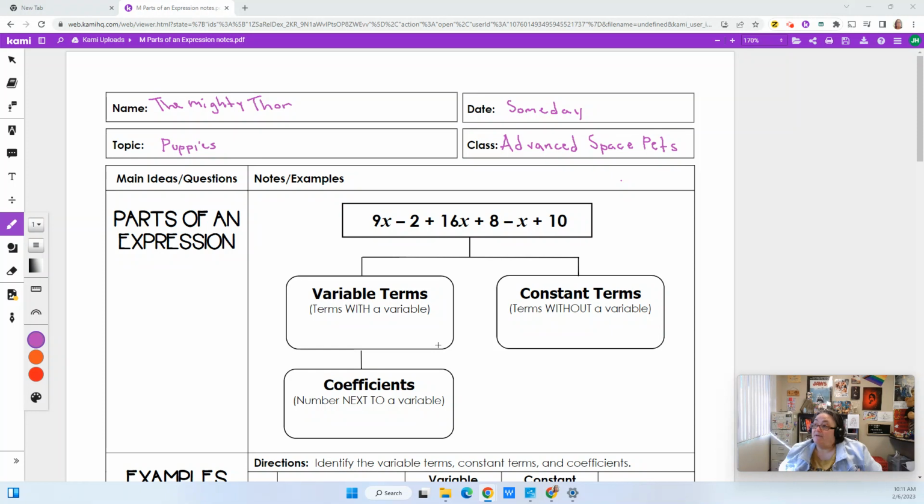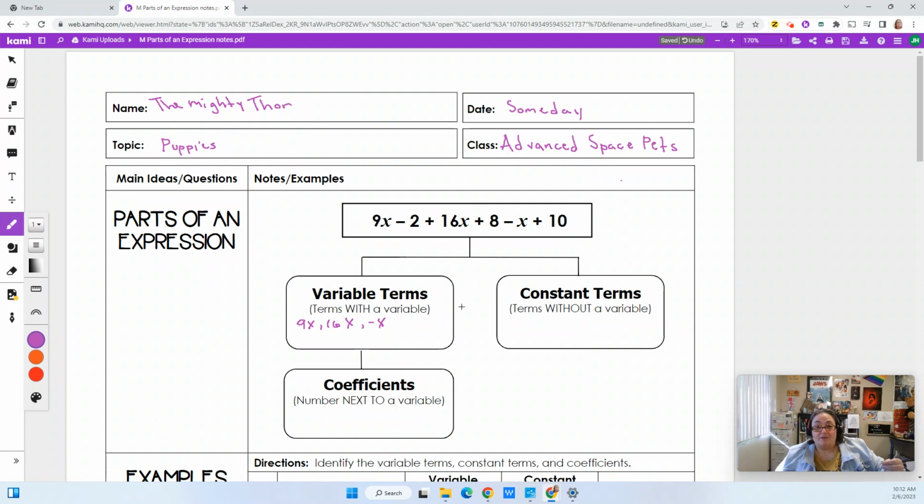If you look at this expression that we have on the Mighty Thor's note page, we have 9x minus 2 plus 16x plus 8 minus x plus 10. A lot of things are going on in here, right? The parts of the expression, though, the variable terms are all of the parts that just have a variable with them. So the variable terms would be 9x, 16x, and minus x. The reason I put the minus on it is that that's like saying negative 1x, right? So we're going to leave it there as a variable term.